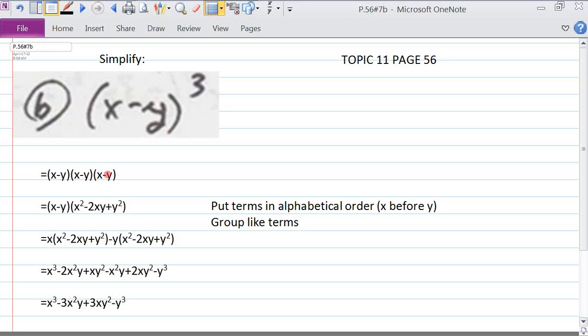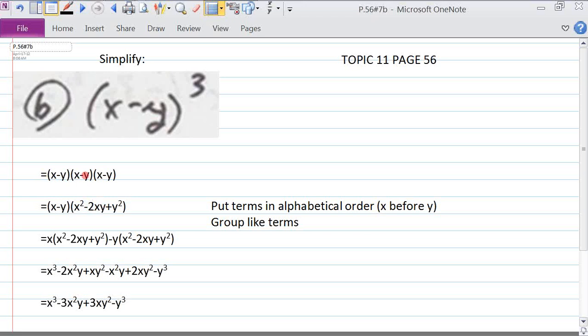If I take this and use the FOIL method, the first times the first gives me x squared. The outer is minus y times x, and the inner is minus y times x, so it's minus 2xy when I combine the outer and the inner using the FOIL.